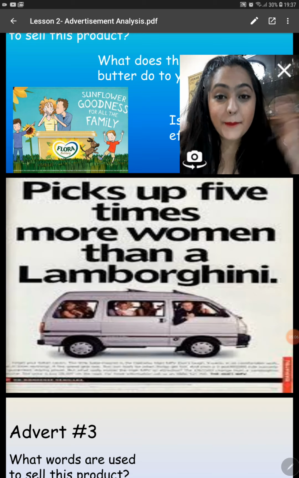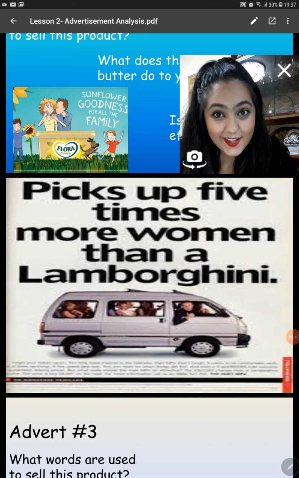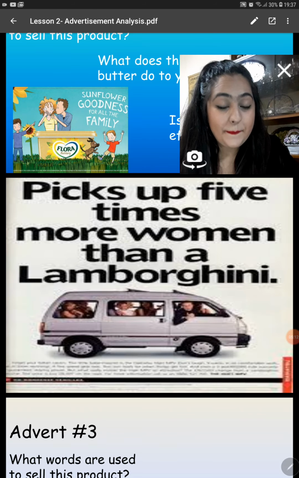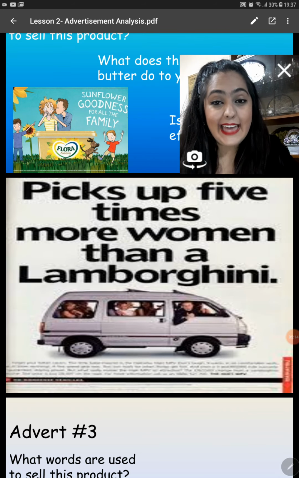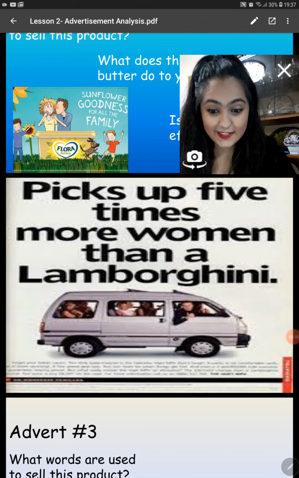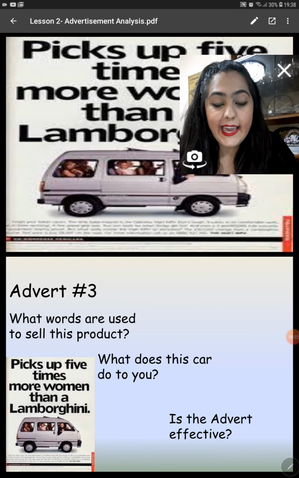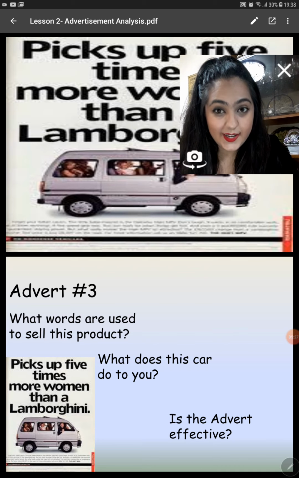Firstly, that means it's bigger, so it can fit more people into the vehicle. Also, maybe it's a better car than a Lamborghini, and that's why more people would like to go into the vehicle. So, let's analyze the advert now. It says, what words are being used to sell this product? The words that are being used are "picks up 5 times more women than a Lamborghini."